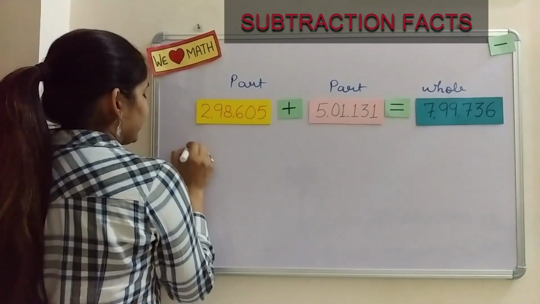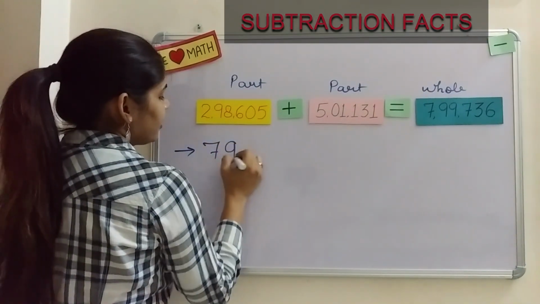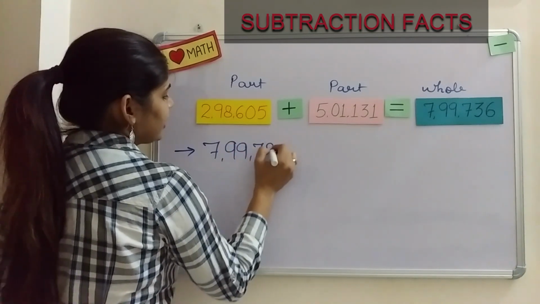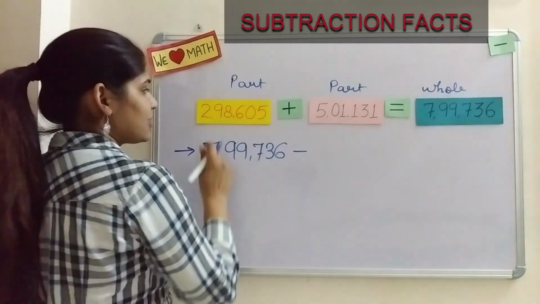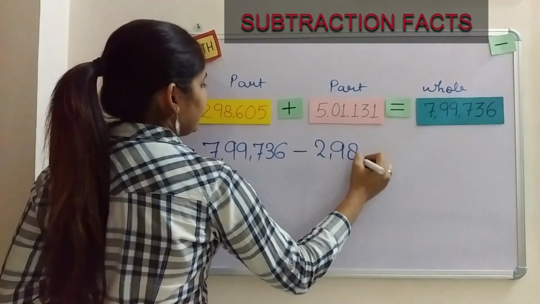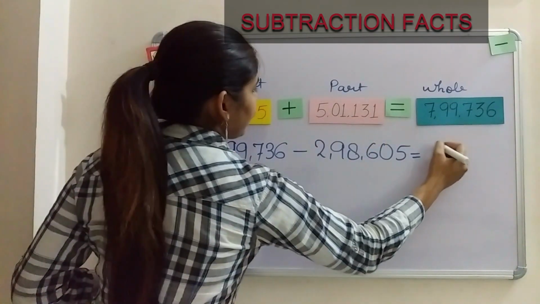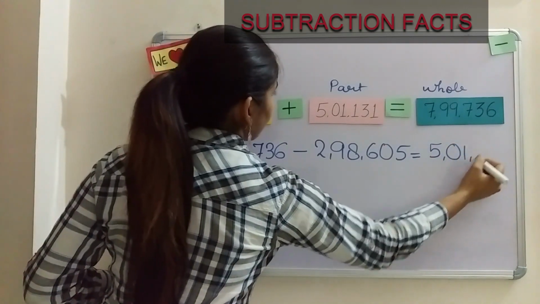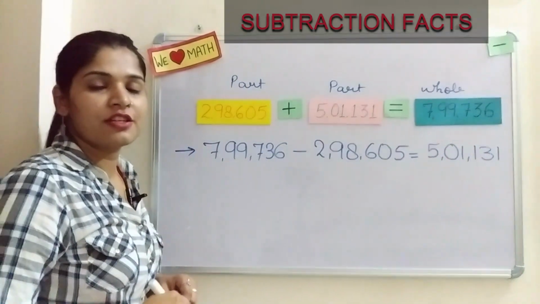So we are going to write down the whole first of all, 7,99,736, then the opposite symbol, that is the subtraction symbol, and then the first part, 2,98,605, then the second part, 5,01,131. This is the first subtraction fact.